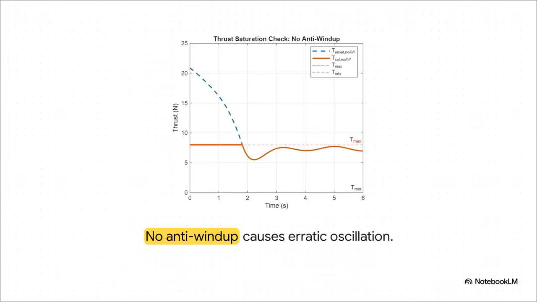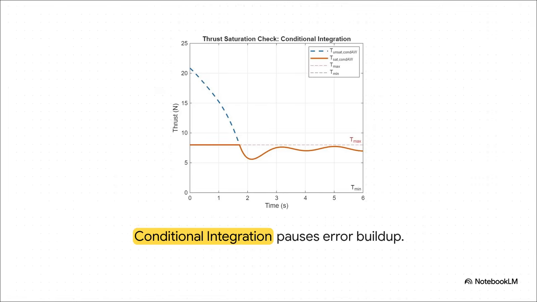Without anti-windup protection, the controller demands that impossible thrust, which leads to massive overshoot and these wild, dangerous oscillations as the drone finally tries to recover. The thrust is just desperately bouncing around because the integral term essentially lost its mind while the motors were maxed out. Thankfully, we have a fix for this.